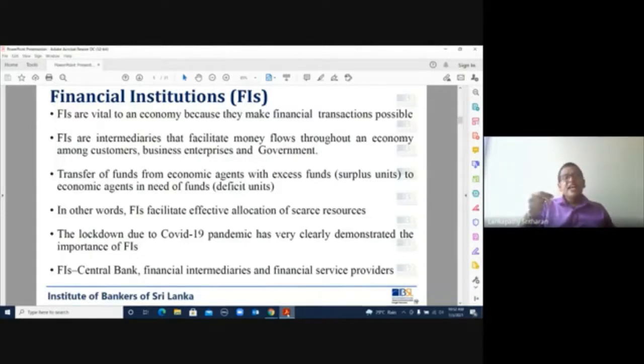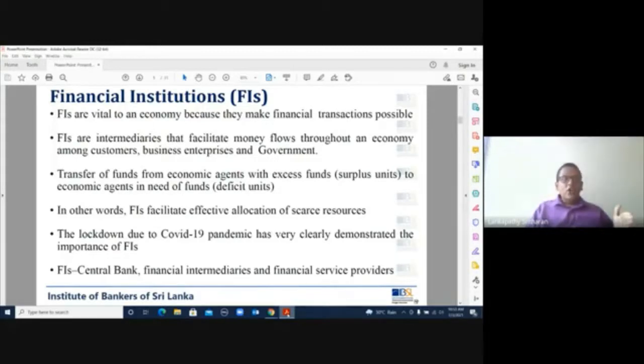And the third one is transfer of the funds from the economic agents with excess funds to economic agents in need of funds. That's related to the second one. They are moving funds from the excess fund surplus unit to the deficit unit. In other words, financial institutions provide effective allocation of scarce resources, a sort of resource allocation function.